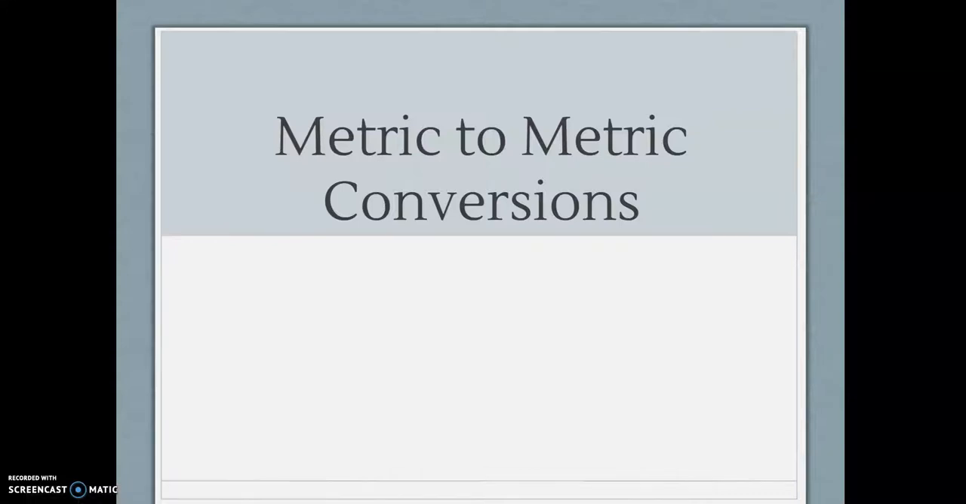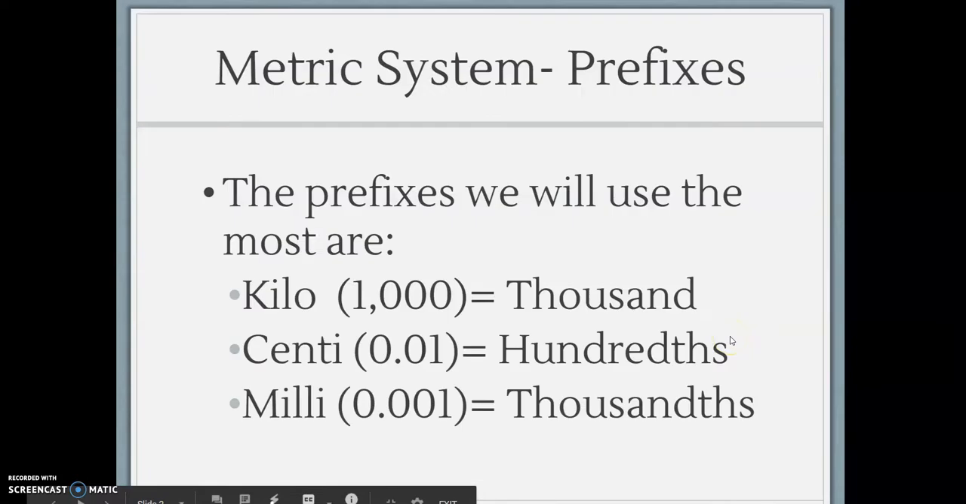Okay, this video is going to be about metric to metric conversions. So the metric system, we're talking about a base 10 system that uses prefixes. So you've probably heard some of these things. Kilometers, centimeters, milliliters, those are all metric system units. So the reason that you could have a meter and a centimeter are those prefixes.